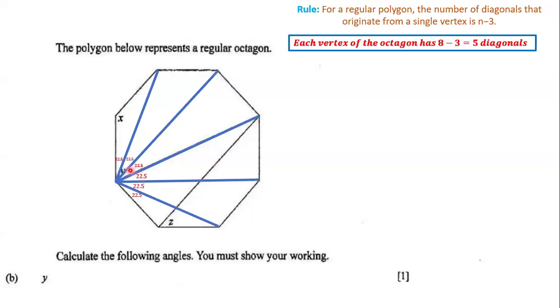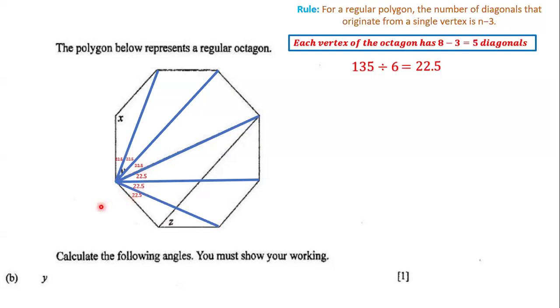Now we need to figure out the measure of these little spaces right here. We have the interior angle, which is this whole thing, which is 135, and we are going to divide it by 6. The reason we divide the interior angle by 6 is because this is 1, 2, 3, 4, 5, 6 spaces. So we have 135 divided by 6, and that gives us 22.5. That means each of these little spaces is equal to 22.5 degrees.